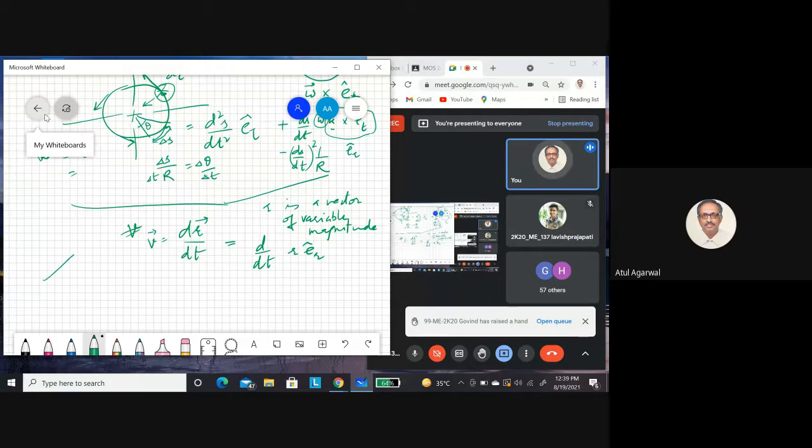You have a vector r. You can replace it by r er. There is a direction and there is a magnitude. So what will I do? I have to take the product, d by dt of r er. Now I apply the product rule of differentiation. So I get dr by dt er plus r d by dt of er.